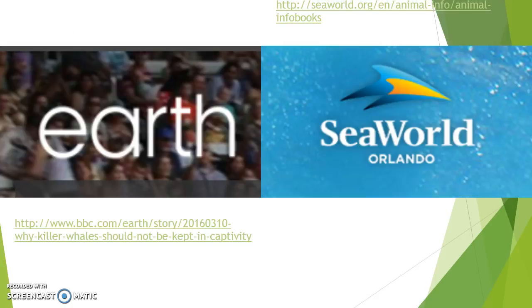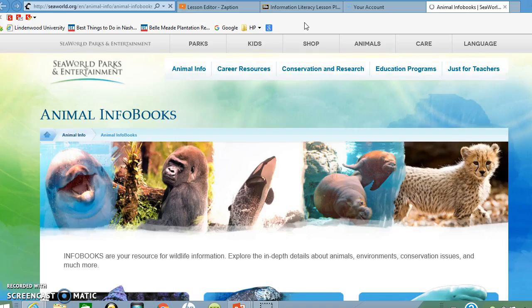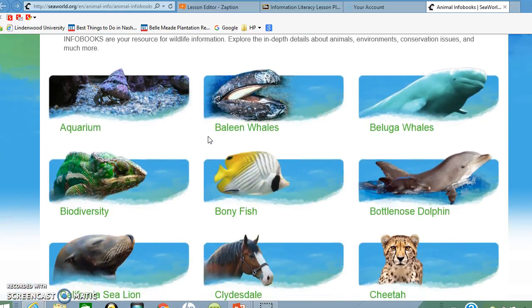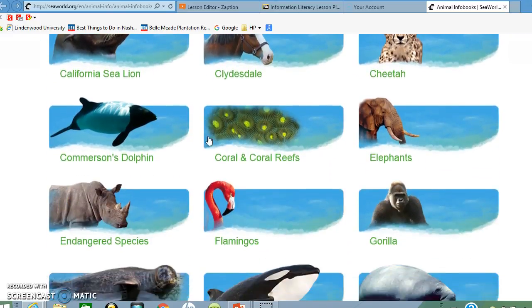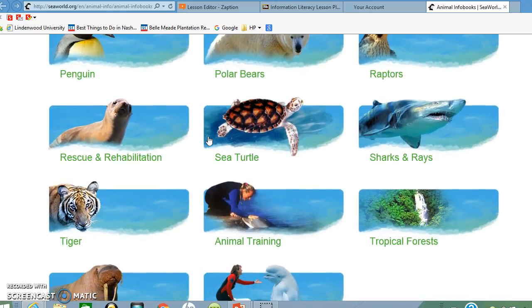So let's use those questions to determine whether or not these sites are useful. We're going to do SeaWorld first. I chose to do SeaWorld first because it has an animal information book, and I wanted to scroll down just to let you see some of the animals they have information on. We got quite a few that you can look at.